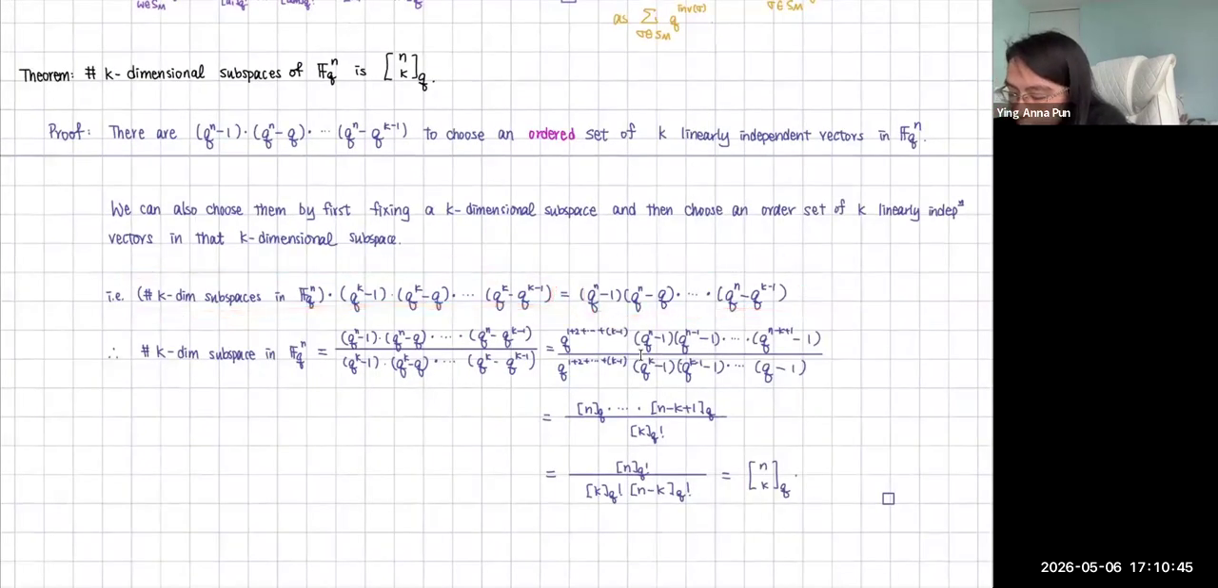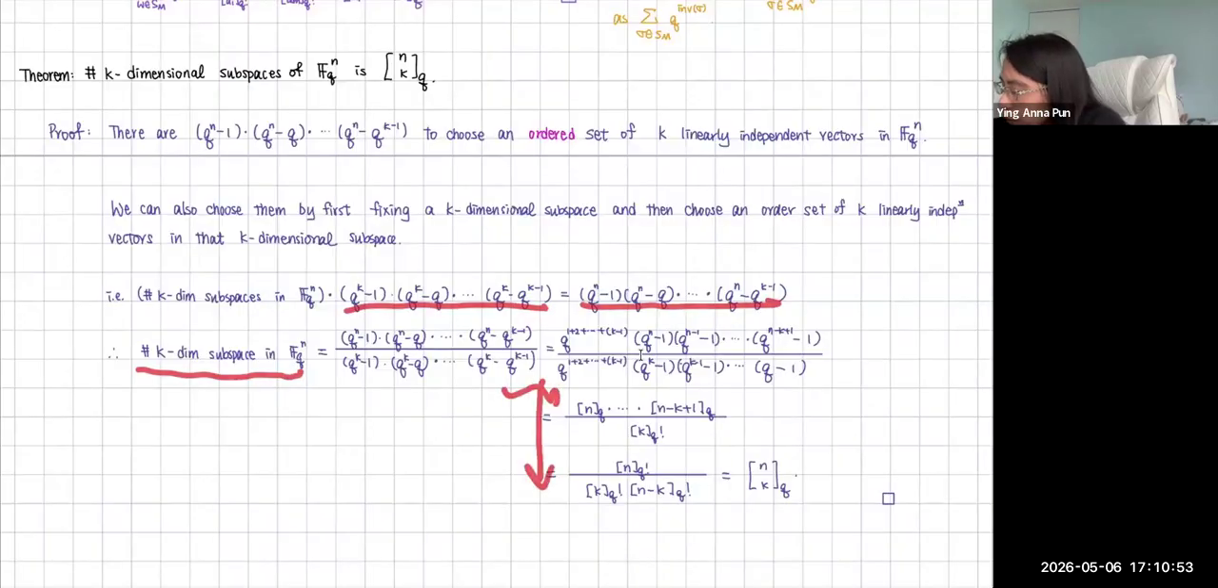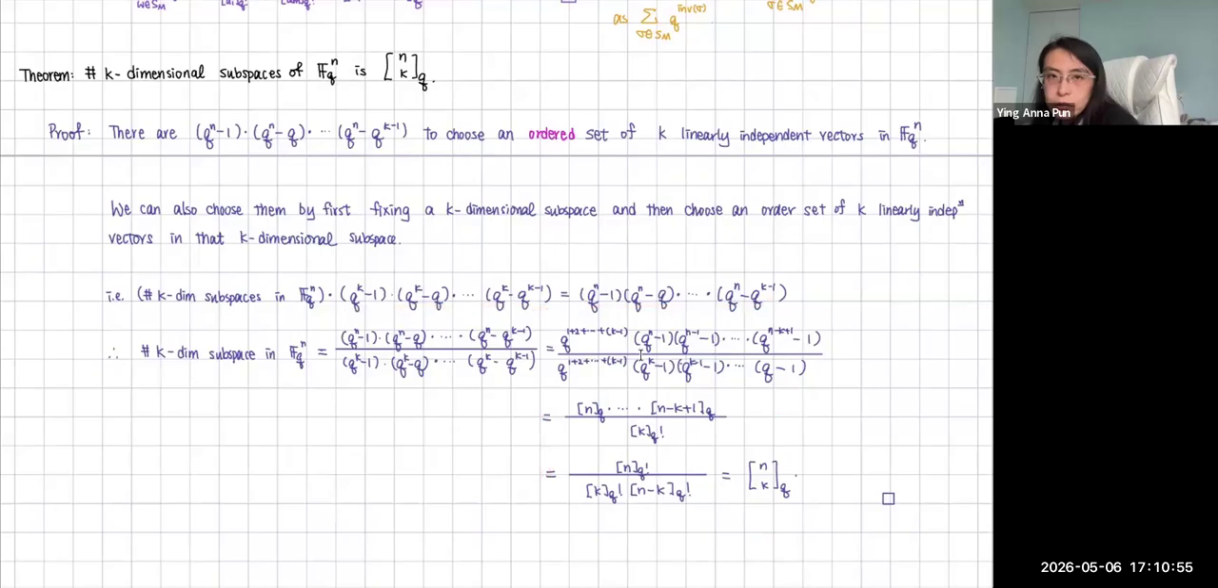So therefore, if I want to find the number of k-dimensional subspaces, that would be just this divided by this. And so now you just do some simple algebra, you'll realize that it gives back n choose k, q. So that's an easy fact that you can prove combinatorially by just counting in two ways.